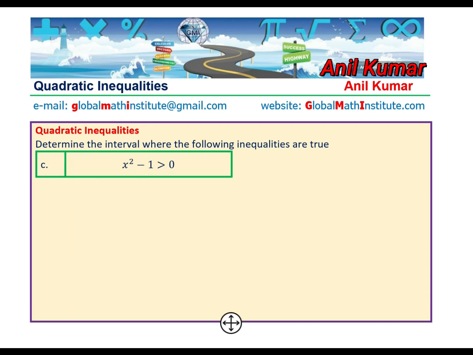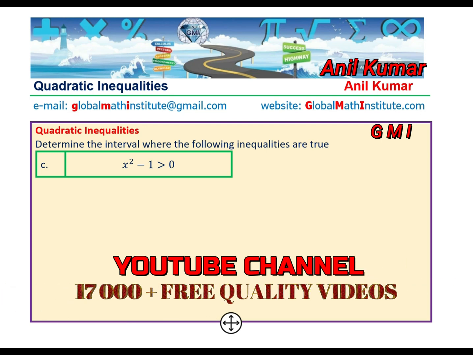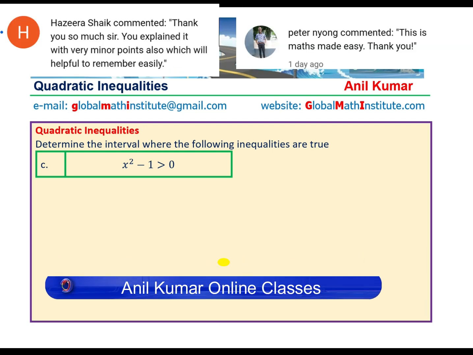Inequality. Here is question number 3. x squared minus 1 greater than 0. You can pause the video, answer the question, and then look into my suggestions.